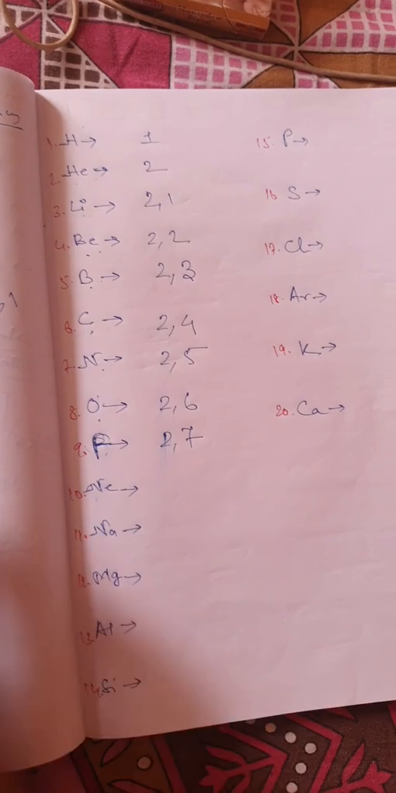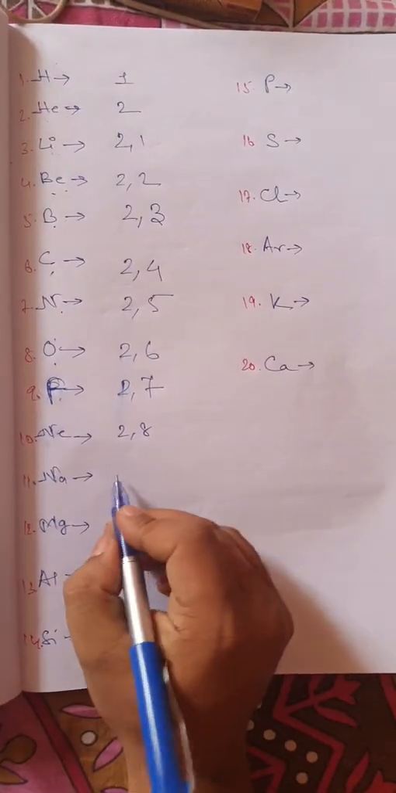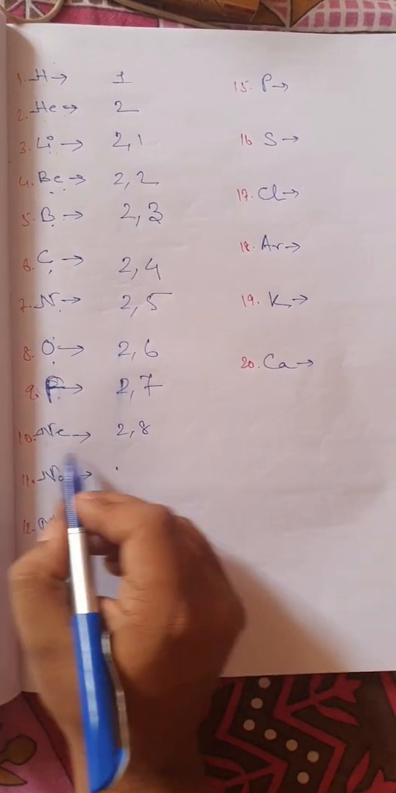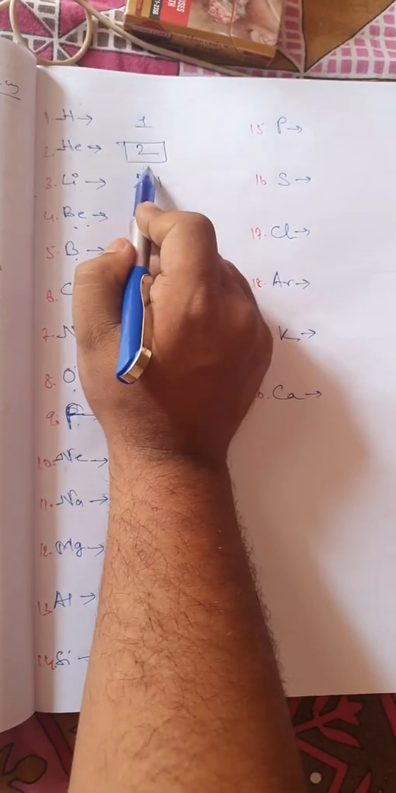So 2, 7. Neon, then the atomic number will become 2, 8. Sodium, the electronic configuration will be 2, 8. This is a stable electronic configuration. And why are these stable electronic configurations?